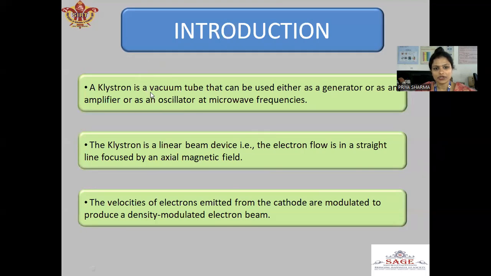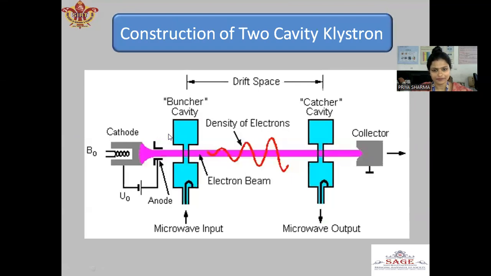So, first, what is the two-cavity klystron? It is a vacuum tube that can be used either as a generator, or as an amplifier, or as an oscillator at microwave frequencies. The klystron is a linear beam device, that is, the electron flow is in a straight line which is focused by an axial magnetic field. The velocities of the electrons emitted from the cathode are modulated to produce a density modulated electron beam.